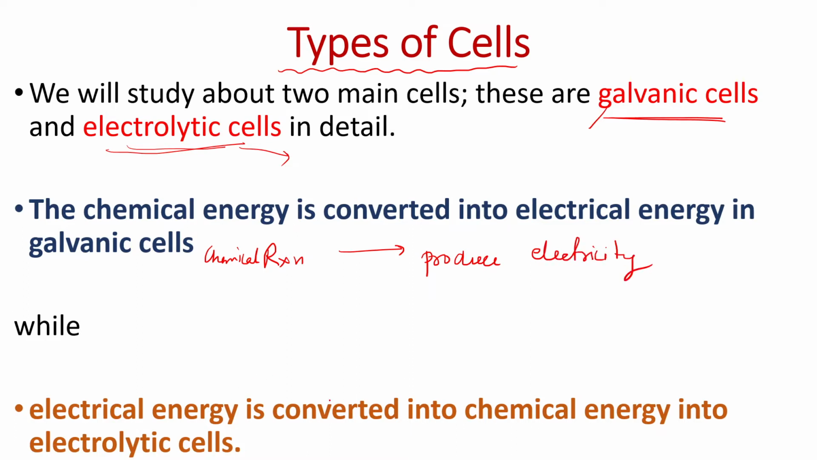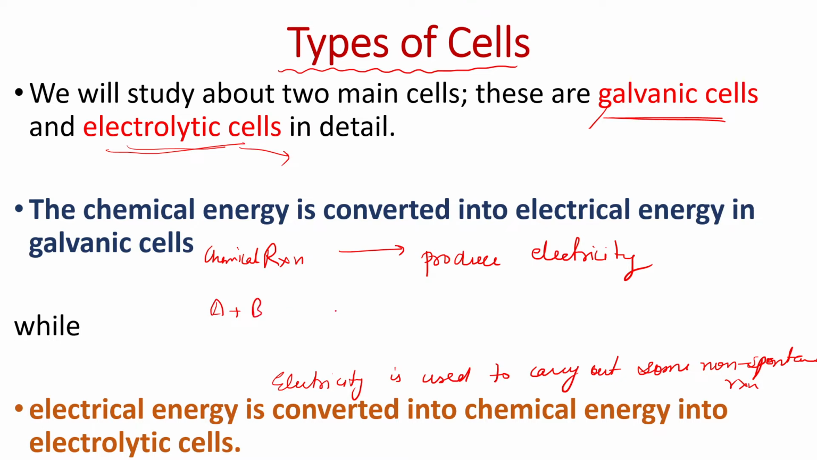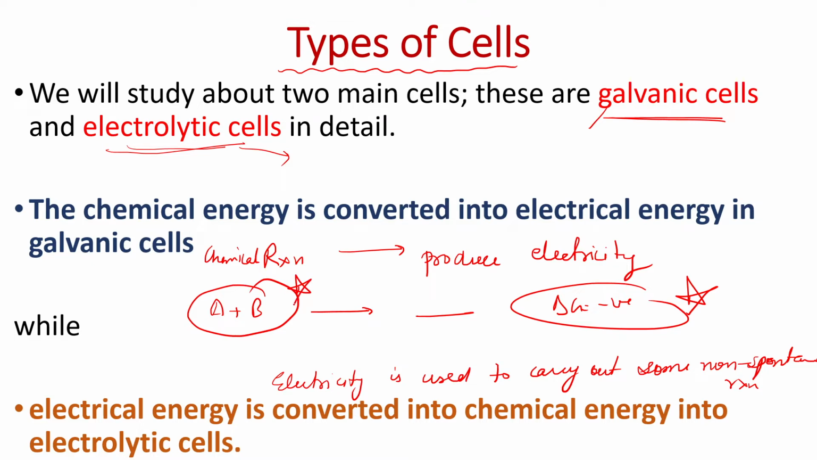While in the case of an electrolytic cell, electricity is used to carry out some non-spontaneous reaction. Let's say A and B have a tendency to react. It is a spontaneous reaction. Delta G is negative for this reaction. So since delta G is negative, the reaction is anyway going to happen and it will produce some electricity. That will happen in a galvanic cell.